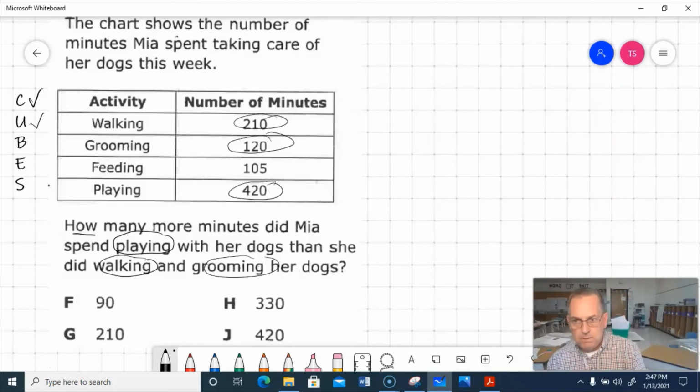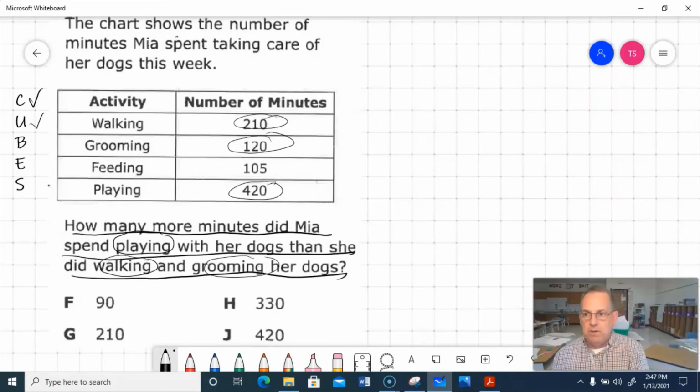We read it, but I'm going to pay real close attention. It says, how many more minutes did Mia spend playing with her dog than she did walking and grooming her dog? Box in some operational clues. And I see how many more. That's right there in my question. That sounds like I'm going to have to subtract some.